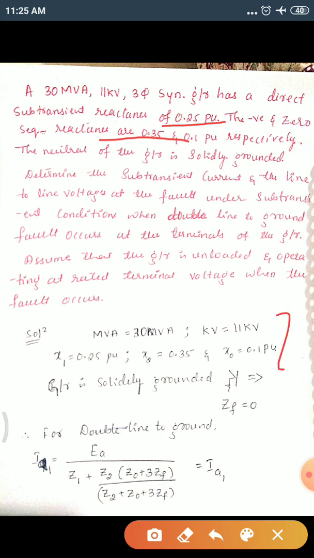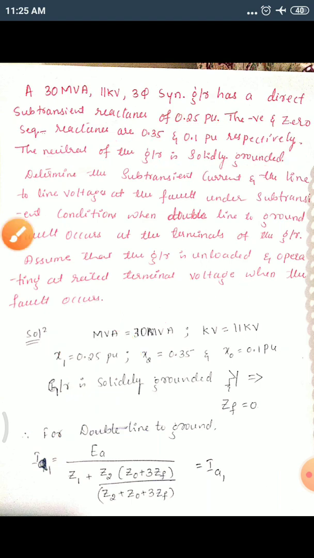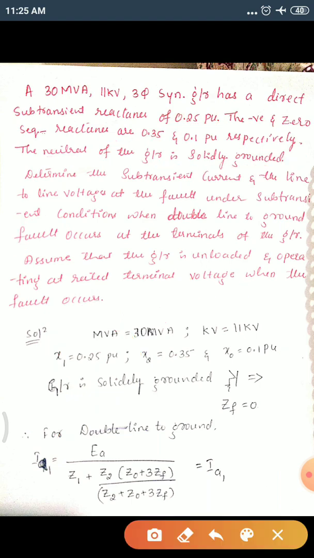Let's take it. And next, the neutral of the generator is solidly grounded. Solidly grounded means there is no neutral reactance as well as no fault reactance, so that is equal to 0. And next, for this condition, determine the subtransient current, that is IA1, and the line to line voltages.